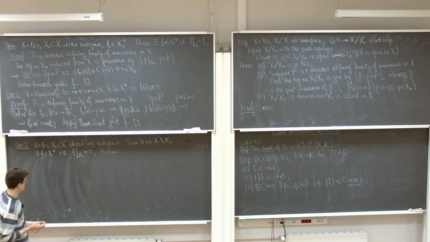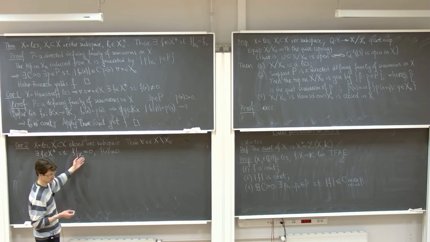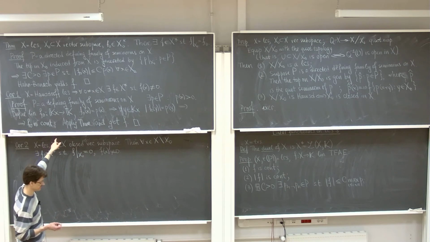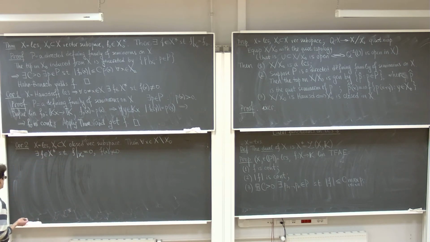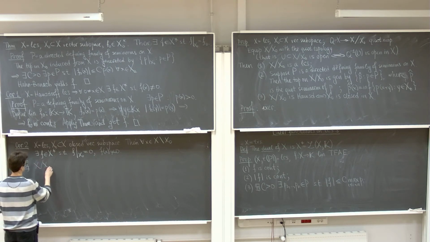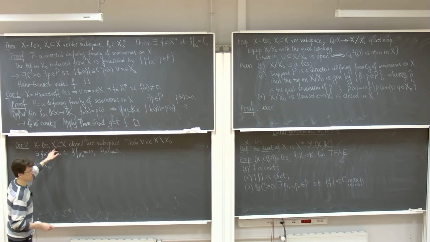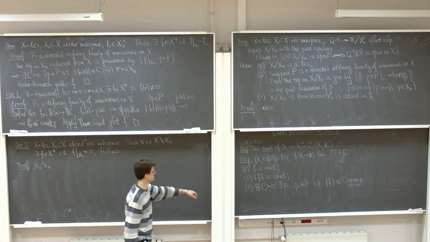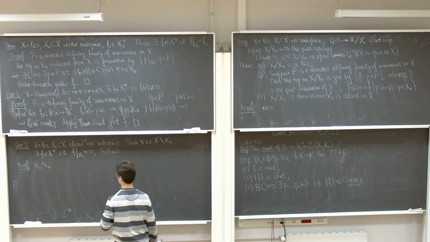In the special case where x0 is trivial, we get corollary 1. So corollary 2 generalizes corollary 1. But in fact, it can be easily reduced to corollary 1 by considering quotients. So we take the quotient. Since x0 is closed, we see from this proposition that the quotient is Hausdorff.